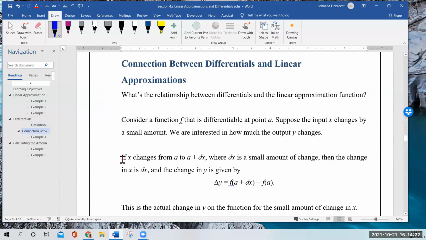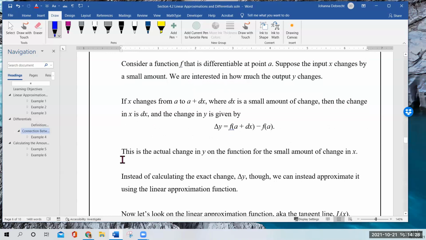What is the connection between the differential and the linear approximation function? Remember that we started with a function that's differentiable at a point. We are going to let the x input change by a small amount, and we're interested in how much the output y changes. So we let x change from a to a plus dx, or you can call it a plus delta x, either one, where this delta x is a small amount of change. And the amount of change is that delta x or dx, and the change in y is given by delta y is equal to f of a plus dx minus f of a.